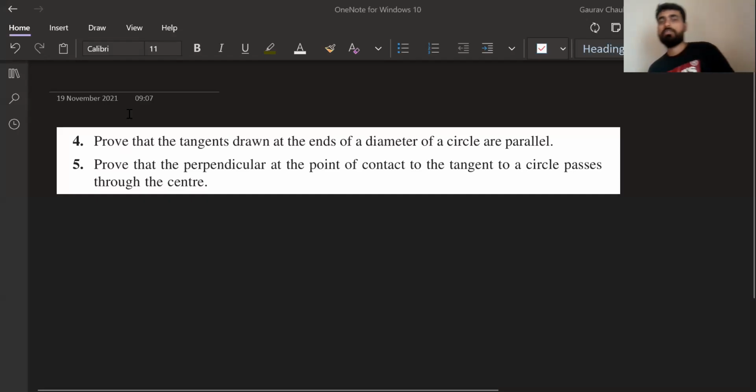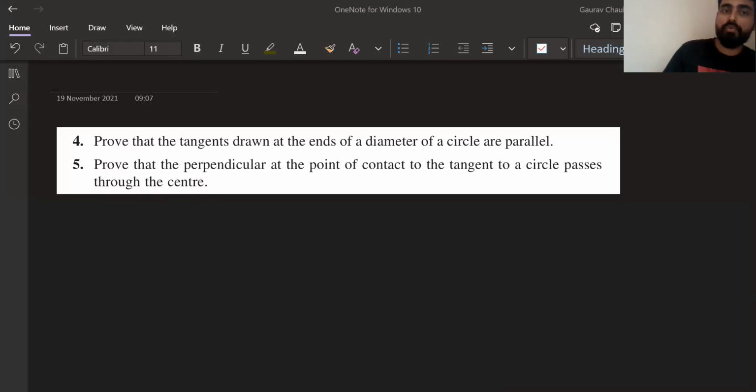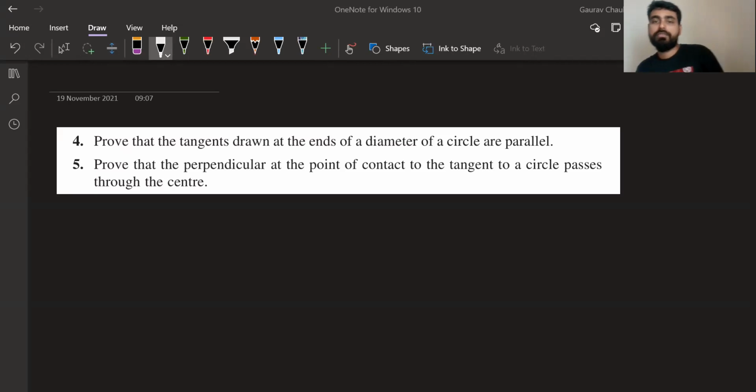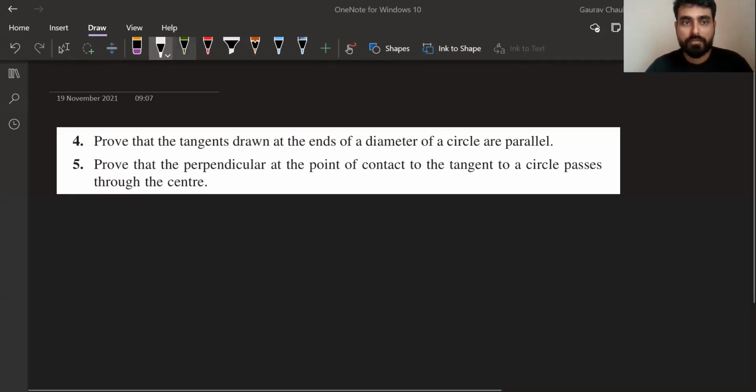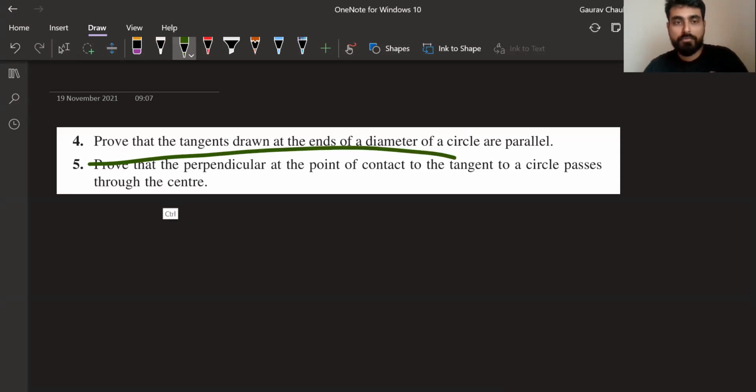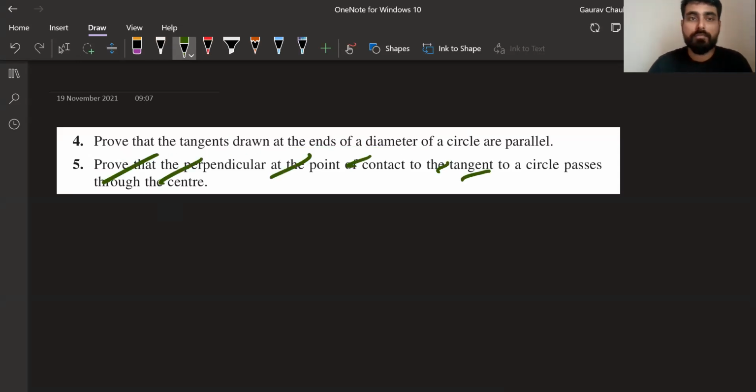All right, we'll begin with question numbers 4 and 5. Prove that the tangents drawn at the end of a diameter are parallel. First, let's look at question number 4. Okay, ignore 5 for now. Question number 4: prove that the tangents drawn at the end of a diameter are parallel.